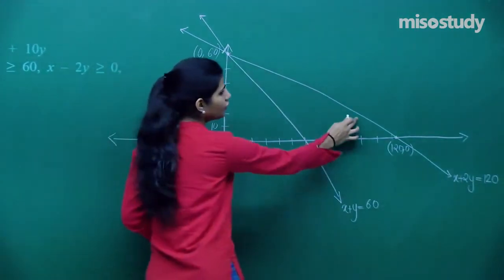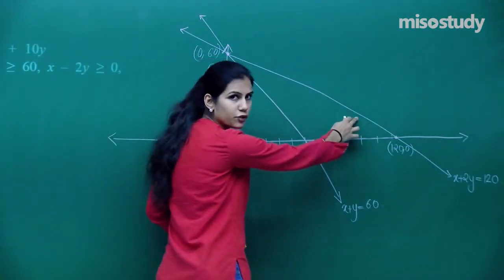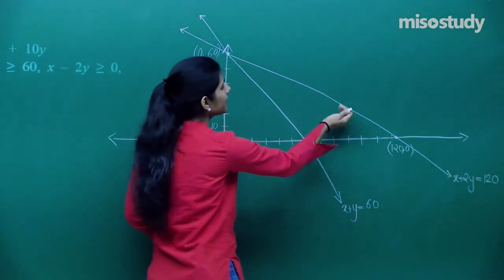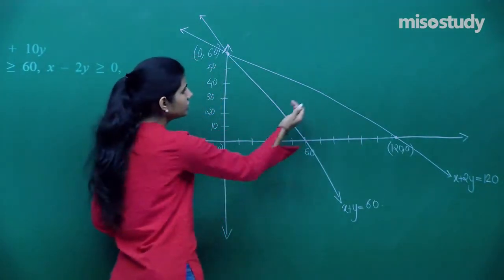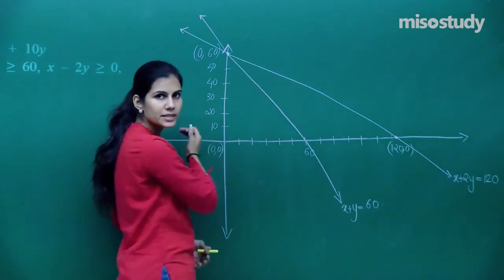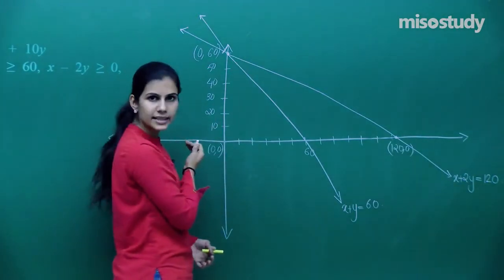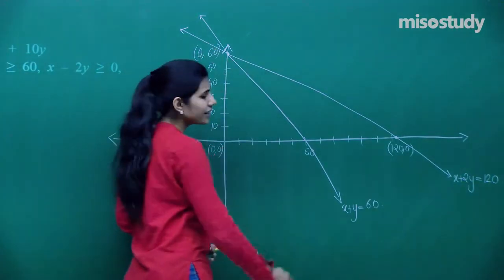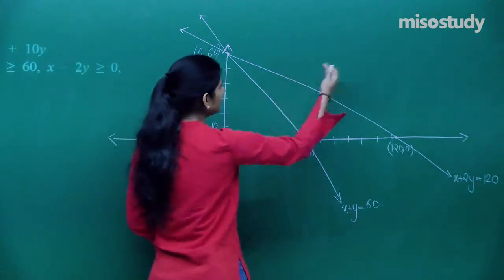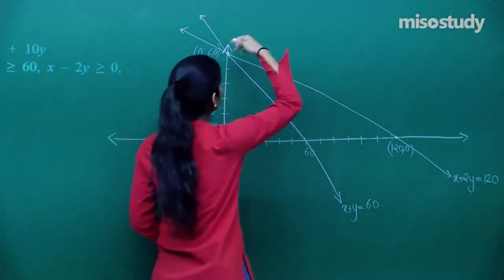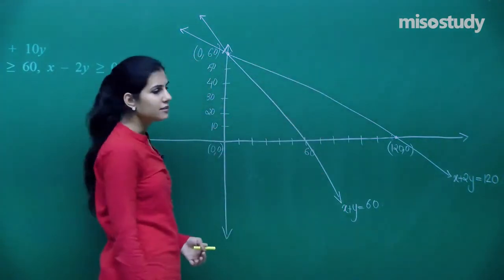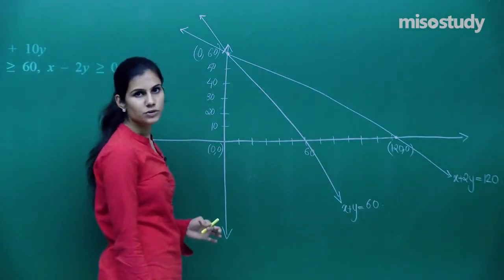okay? For x plus 2y equal to 120, for this line, I am saying that the region containing the origin is going to be the region represented by x plus 2y less than or equal to 120, and for the x plus y equal to 60 line, the region not containing the origin, that is the other side of the line, is going to represent the region x plus y greater than or equal to 60.